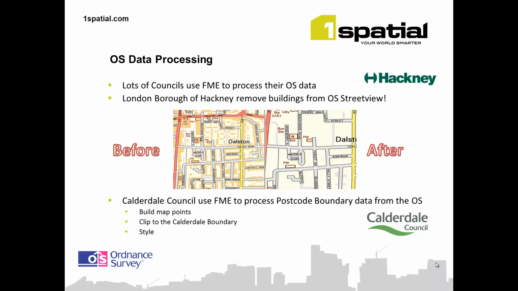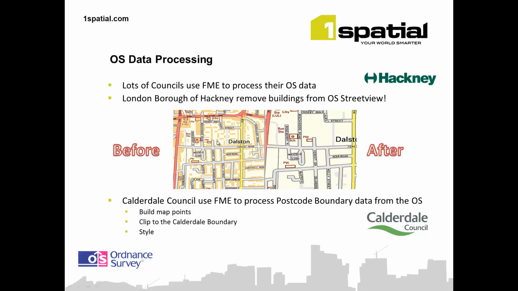Ordnance Survey data processing is a very common requirement. It is a spatial problem. It is something that needs to be done either using FME to do a quick data load to a database, and then perhaps styling is done in the client, or perhaps FME could be used to do some of the styling. In this case, this was an example of Ordnance Survey Street View, which is actually a raster data set being manipulated and buildings being removed from it.